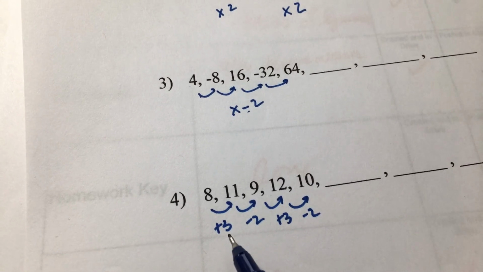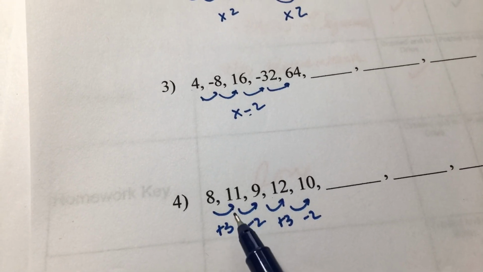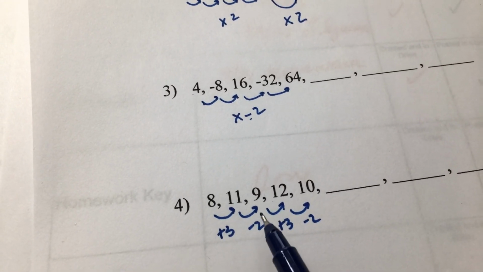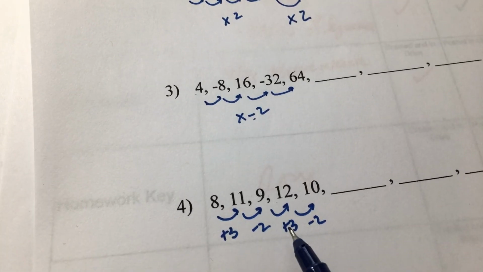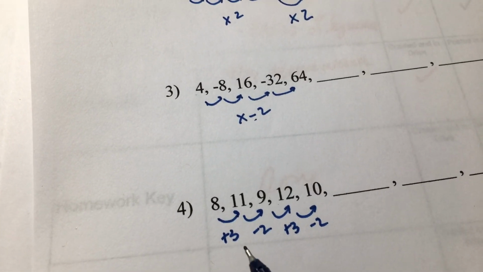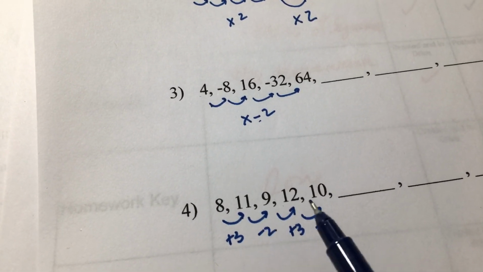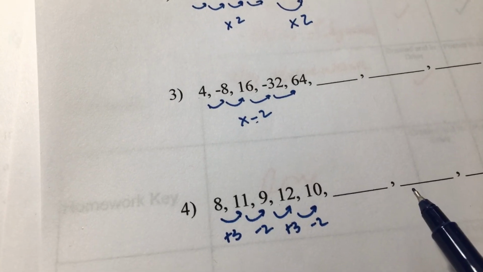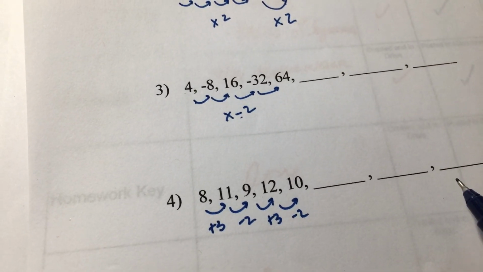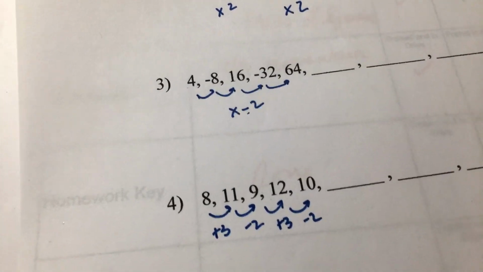Here we add 3 to get from 8 to 11, but we don't add 3 here, we subtract 2. Well, from 9 to 12 though, we added 3 again, then subtract 2. So this one's like a two-stepper. +3, -2, +3. And that will get you your homework, okay?